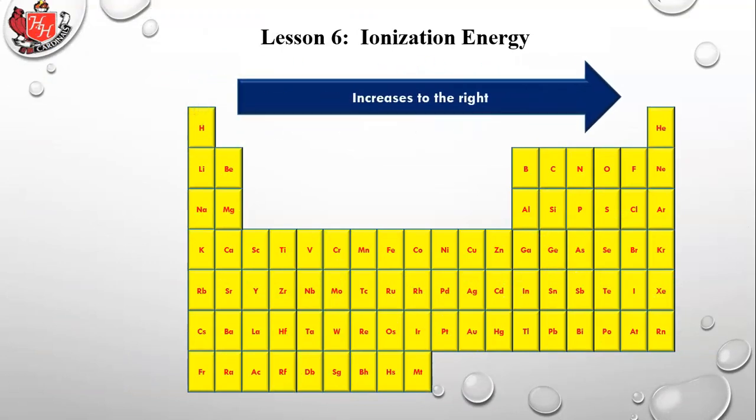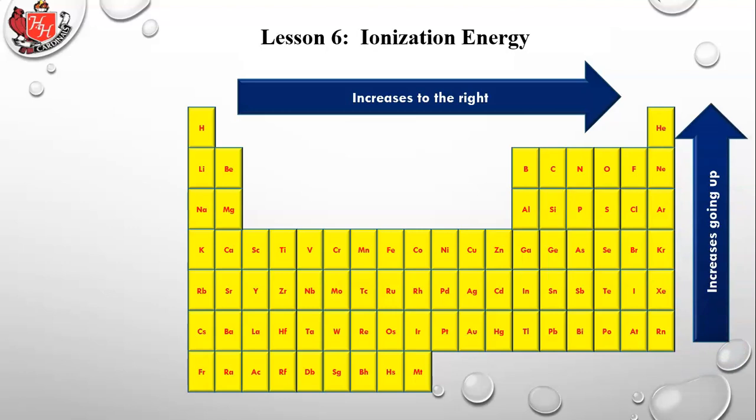Okay, so ionization energies increase to the right. So the elements on the right side of the periodic table have higher ionization energies than the ones on the left. And it also increases as you go up. So what that means is the elements in the upper right-hand corner of the periodic table, that would be helium, neon, fluorine, chlorine, oxygen, those over there, have the highest ionization energies.